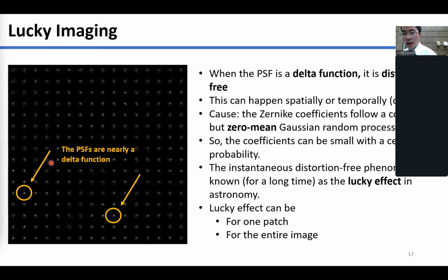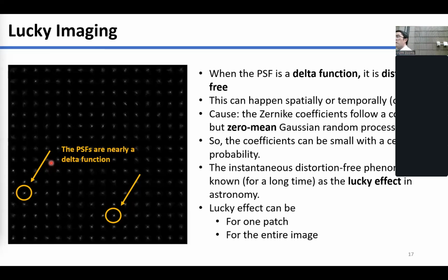So how do you get the lucky effect? Well, why do you get the lucky effect? The reason is because the random process underlying the turbulence is a zero mean Gaussian process. Now, the zero mean Gaussian process is given by Tatarsky and also Kolmogorov. Okay, the zero mean approximation. So you know it's zero mean.